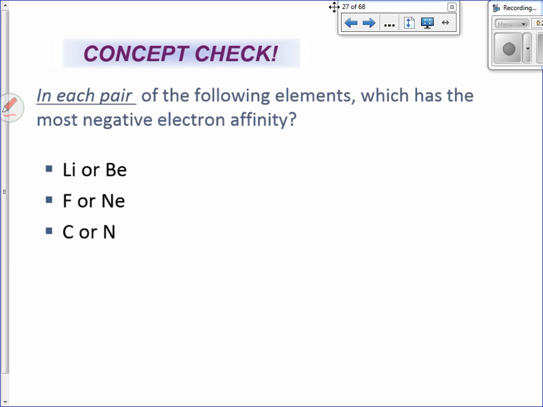Very good. How about for fluorine or neon? Fluorine. Neon's really not going to want to gain, right? So not going to be having a huge effect there, because it's a noble gas. And carbon or nitrogen? Carbon. Remember, that's another exception. I kind of put the exceptions in here because these are the ones they like to ask in the multiple choice. They do it on ionization energy and electron affinity. Okay?